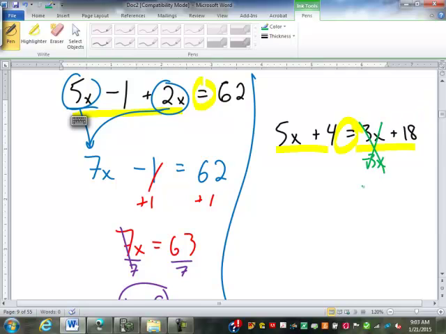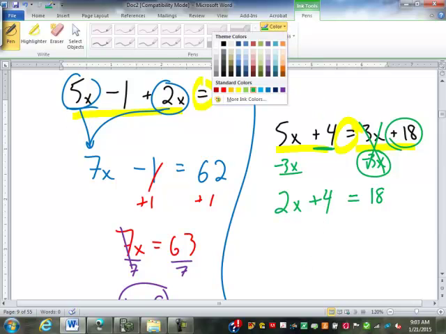It's gone from that side. All that's left over there is positive 18, or 18. But if we take 3x off of one side, we have to take it off of the other side as well. Where do we take 3x away from this other side? From the 5x. So 5x take away 3x, or 5x minus 3x, is 2x. We still have the plus 4 over there. So that becomes 2x plus 4 equals 18.